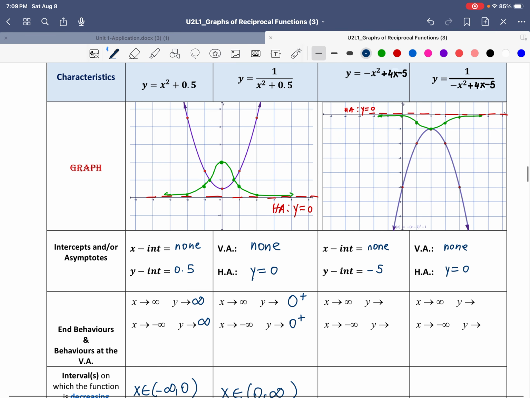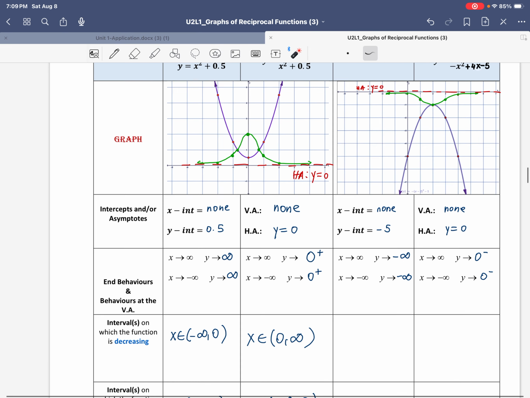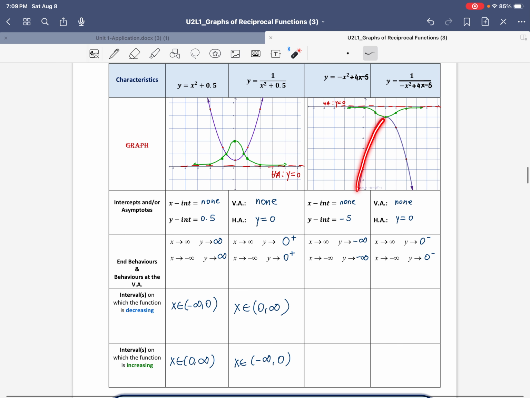Now let's look at the end behaviors. -∞ for the parabola and 0- we're going to say for the reciprocal because the y values of the reciprocal are getting very close to 0, but on the negative side of y values equals 0. So that's why we're going to call them the 0-. Now, wherever the parabola is increasing, the reciprocal is decreasing, as you can see.